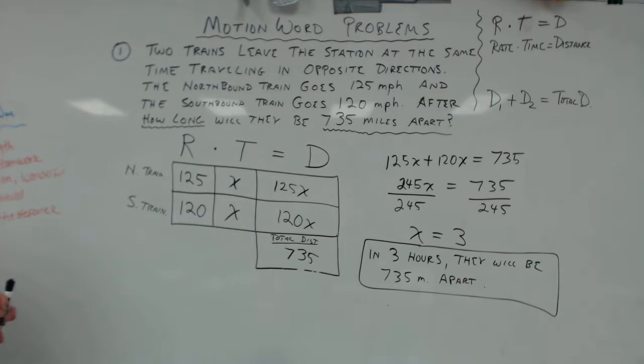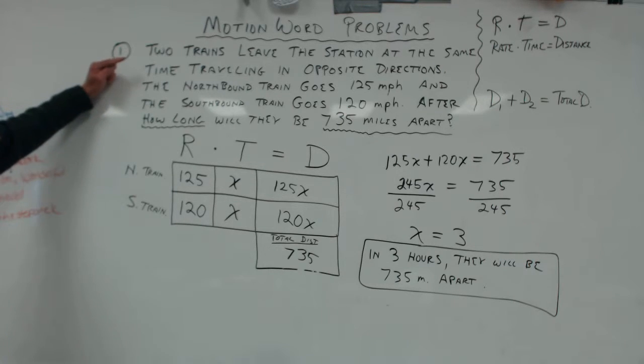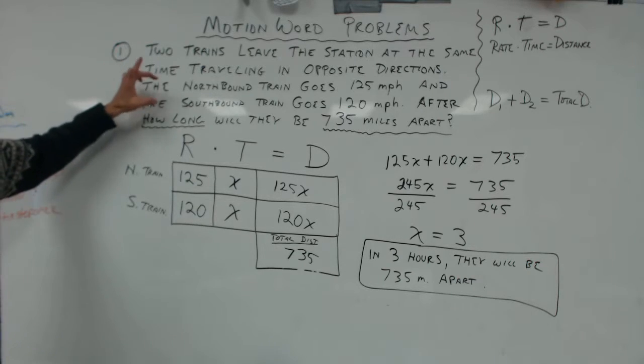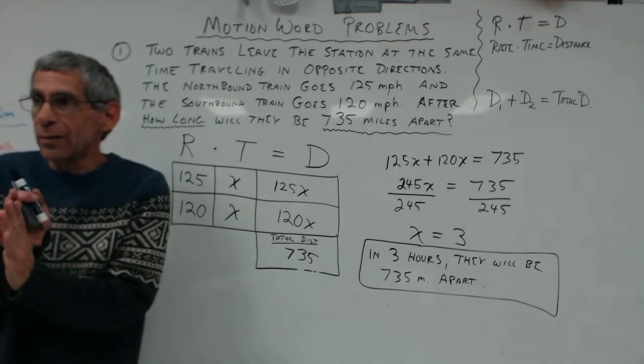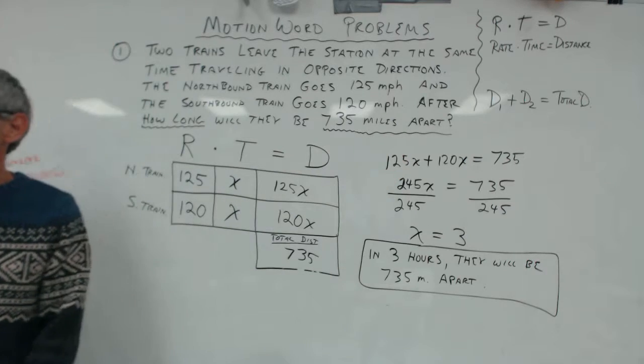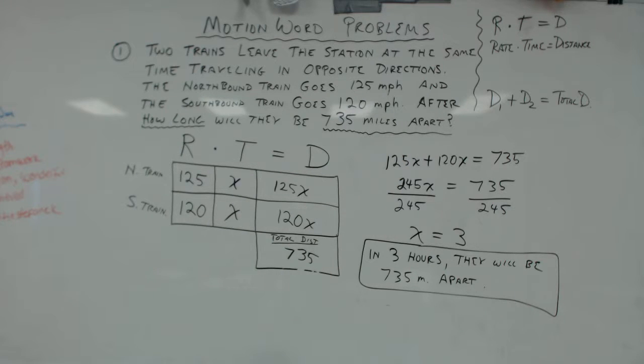So let's just review what we did. We read the problem. Let's just review really fast. We read the problem. We saw that there are two trains, they're starting at the same time, they're ending at the same time. Sorry, let me get out of your way.